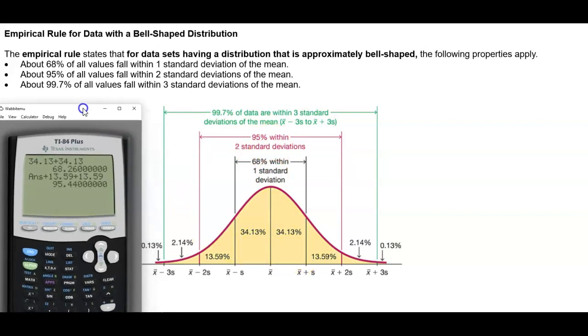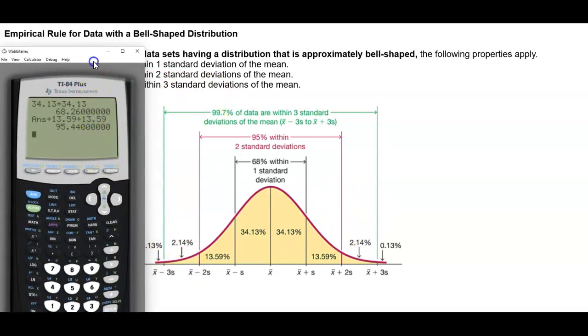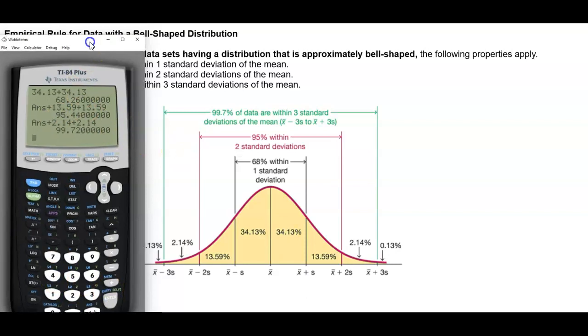Okay? Now, let's take a look at 3 standard deviations above the mean. So here's our sample mean plus 3 standard deviations. That's an extra 2.14%. And over here, the sample mean minus 3 times the standard deviation is 2.14%. Now remember that about 99.7% of all values fall within 3 standard deviations of the mean. So let's add those percents. So if we add 2.14 plus 2.14, that gives us about 99.7%.